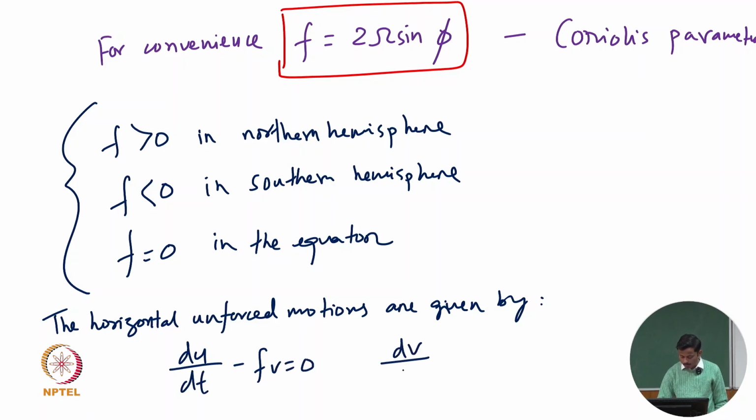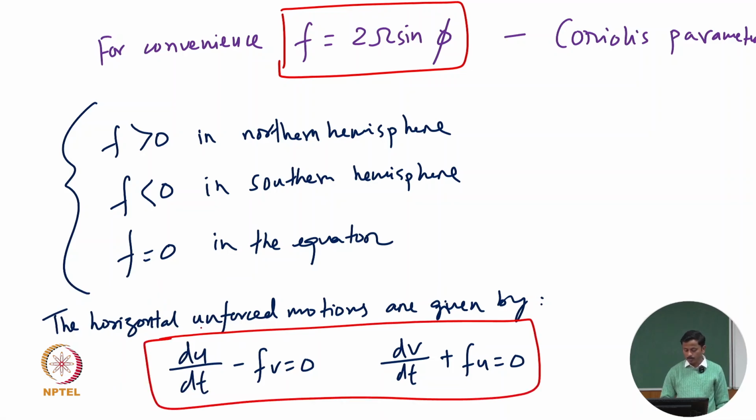are given by du/dt minus fv equal to 0, dv/dt plus fu equal to 0. Of course, this set of equations is the same as what we had written down for the equations of a particle on a plane. This has to be the case, but now the definition of f has changed. f was just 2 omega in that case. Here it is 2 omega sin phi, for motion on a sphere. So f has different values in the different hemispheres of the sphere in which it is rotating.